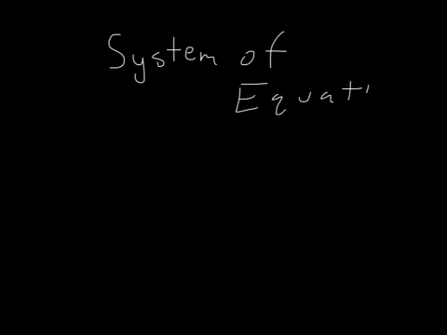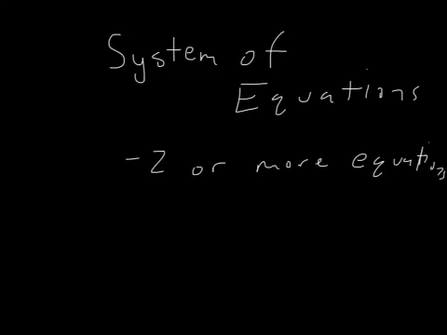Alright guys, a system of equations, we've talked about this a little bit already. A system of equations essentially is just two or more equations. And oftentimes what you're going to be doing is looking for values that will make all of the equations true at the same time. What does that mean?